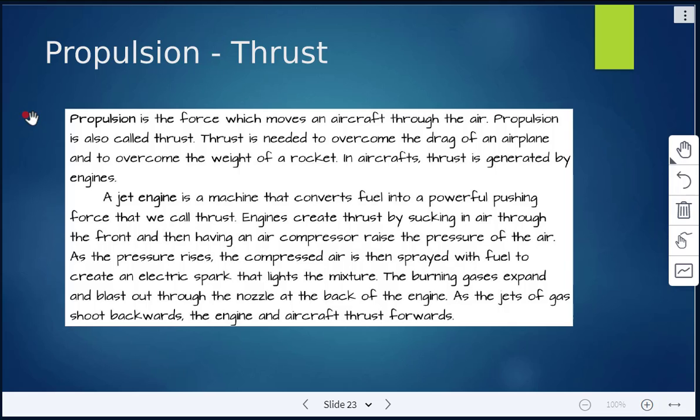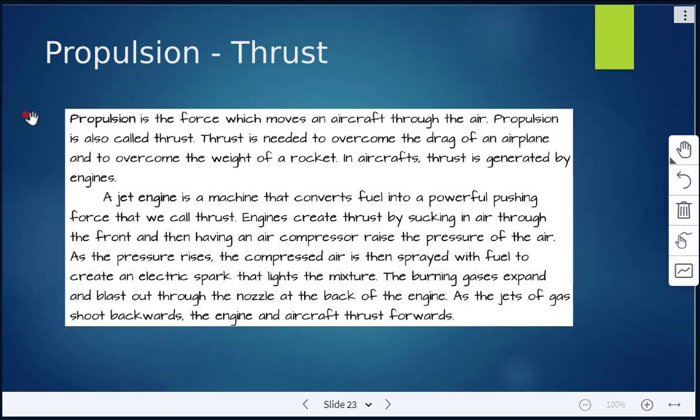Next is thrust, or propulsion. So when we talk about propulsion or thrust, this is the force that moves the aircraft through the air. It's needed to overcome the drag of an airplane and to overcome the weight of a rocket. So in aircraft, thrust is generated by engines. A jet engine will convert fuel into a powerful pushing force.